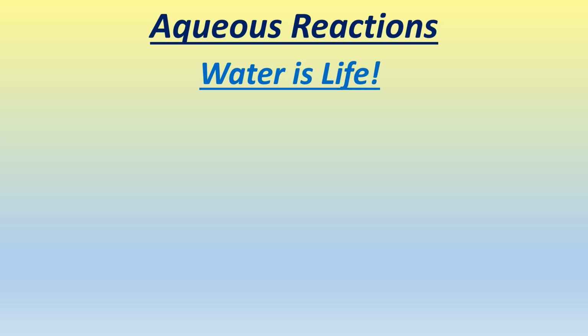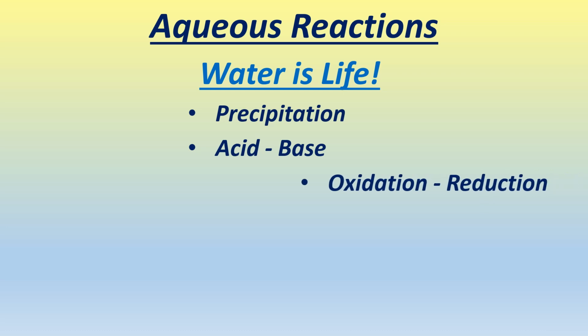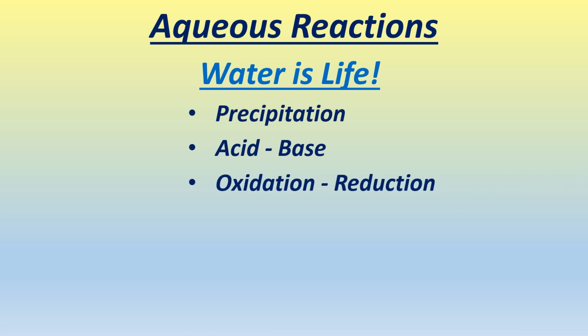There are three types of aqueous reactions. You have precipitation reactions, acid-base reactions, and oxidation-reduction reactions. Each of these will be gone into in some detail and explained in the following few minutes. It's also useful to realize that the last two, acid-base reactions and oxidation reactions, are essentially the basis of life. They are the reactions that occur in digestion and metabolism that provide energy.